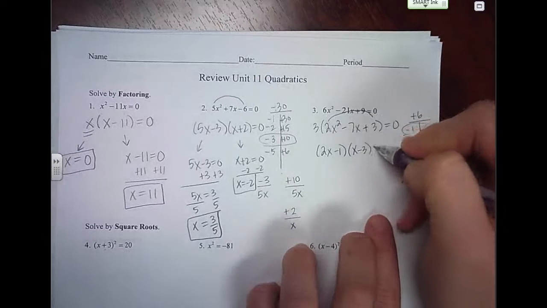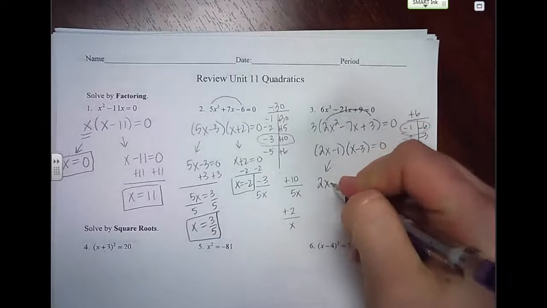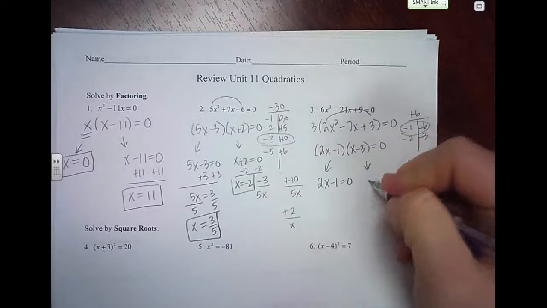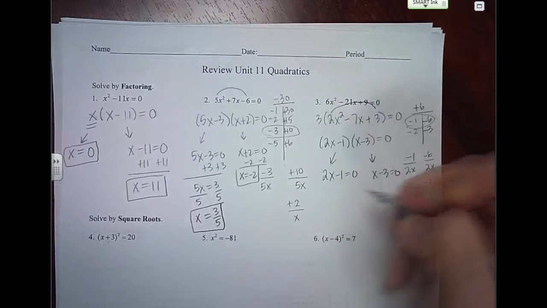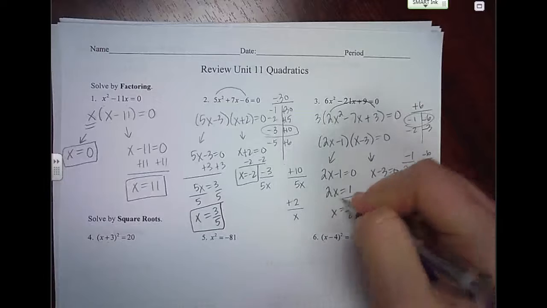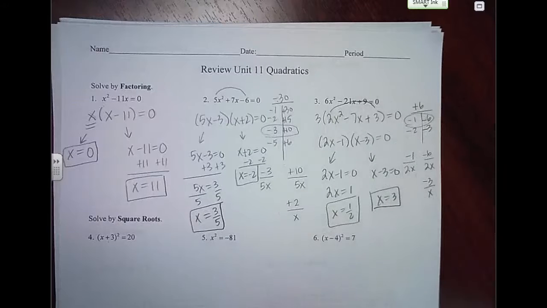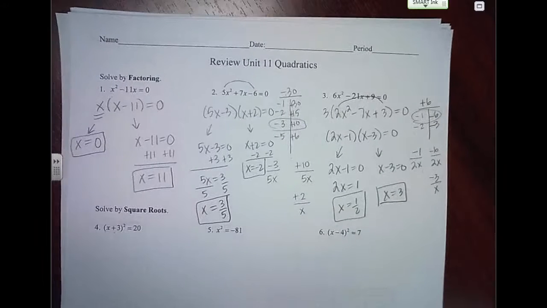So we write that as x minus 3, and then split it up and solve it. 2x minus 1 equals 0, x minus 3 equals 0. So here we'll add 1 and divide by 2, and here I'll add 3. Okay, so that's for method number 1.